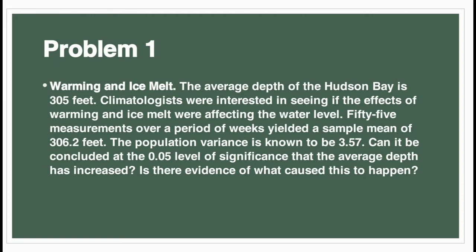The average depth of the Hudson Bay is 305 feet. Climatologists were interested in seeing if the effects of warming and ice melt were affecting the water level. 55 measurements over a period of weeks yielded a sample mean of 306.2 feet. The population variance is known to be 3.57. Can it be concluded at the 0.05 level of significance that the average depth has increased? Is there evidence of what caused this to happen?